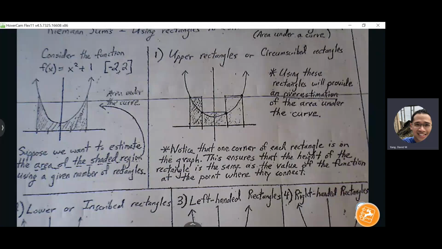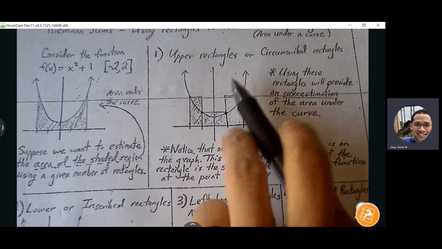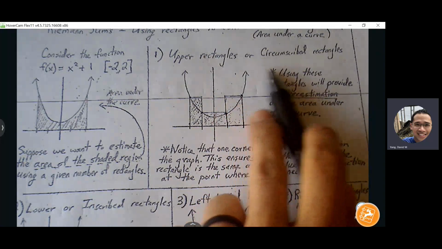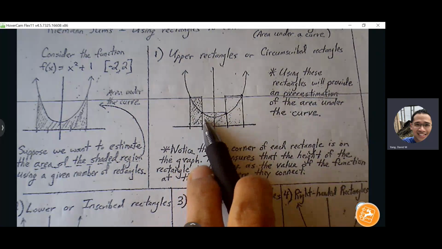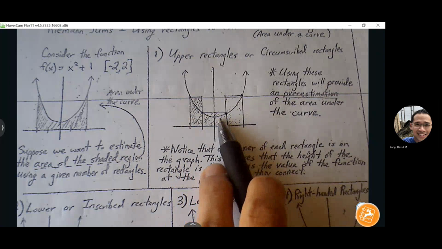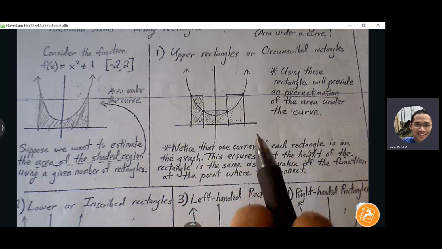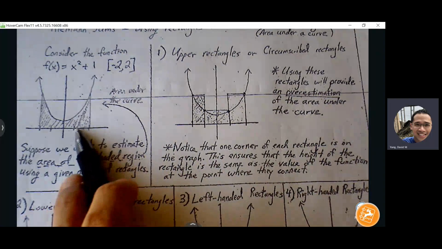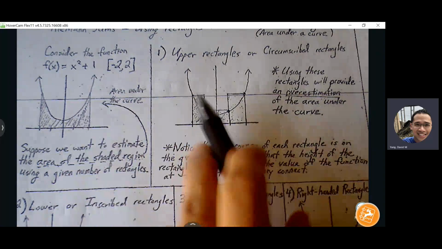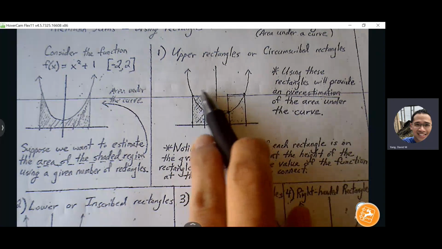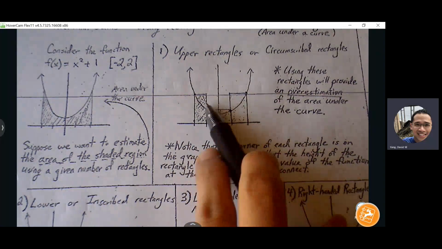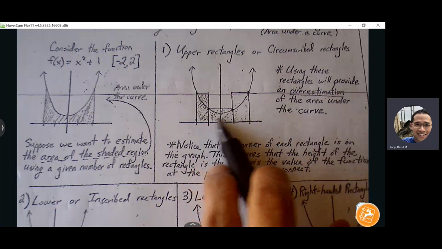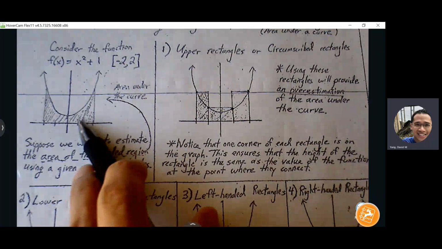So the first type of approximation is creating upper rectangles or circumscribed rectangles. If you look at these rectangles here, if I were to add up the areas of these rectangles, will it be lower or higher than this area? Higher, right? We see all these rectangles produce regions that are peaking above the curve. So this is obviously going to produce an area that is greater than this.